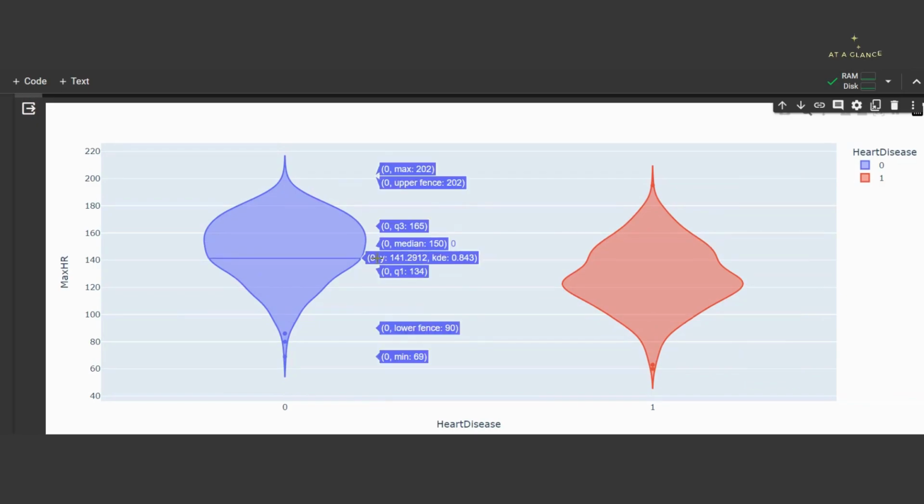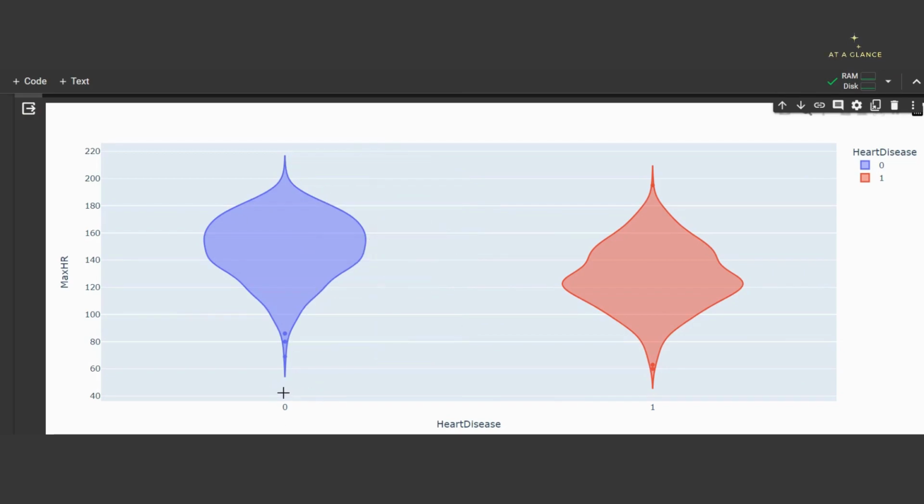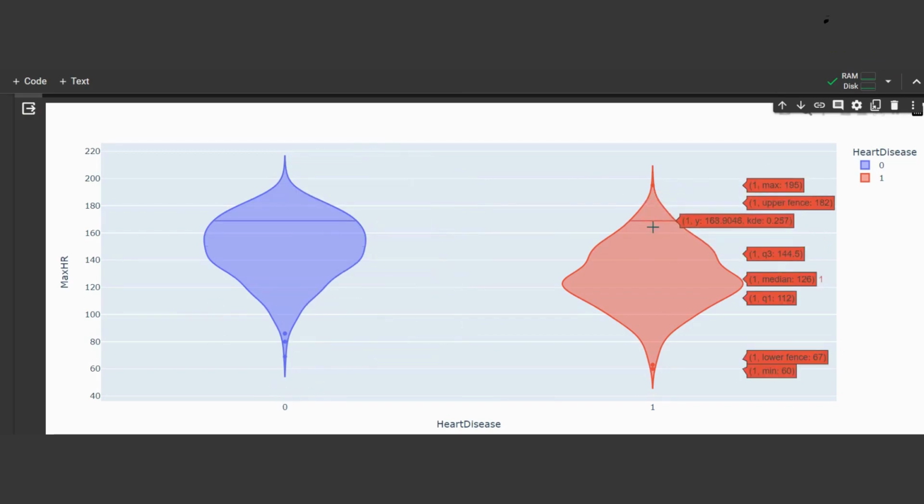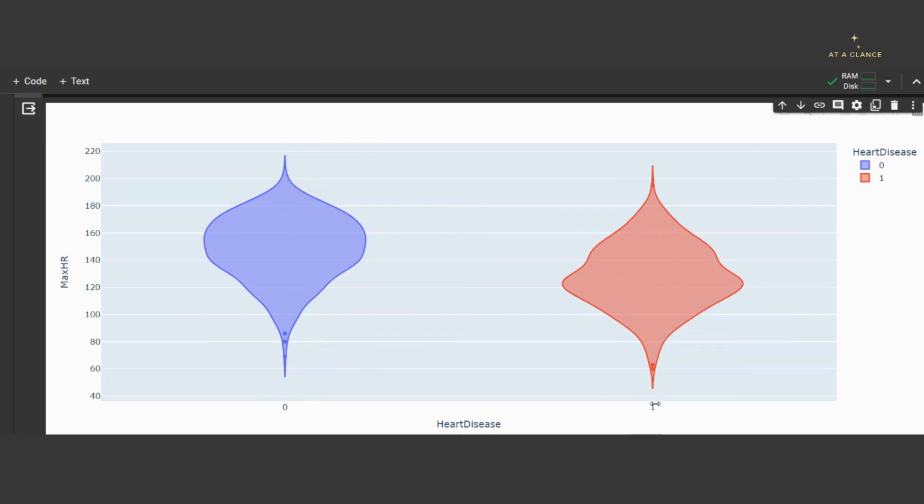By looking at this particular graph, the bulge is at a higher position where the heart disease is not present, and here the bulge is at a lower position where the heart disease is present, which again clarifies that if the maximum heart rate value is lesser, there are a lot of chances that the patient will be having a heart disease according to this particular data set. So I hope this is clear.